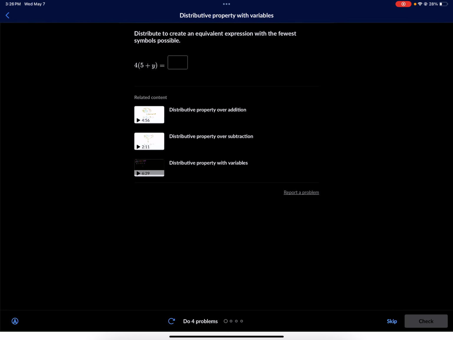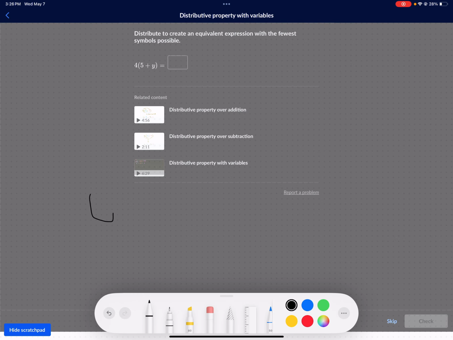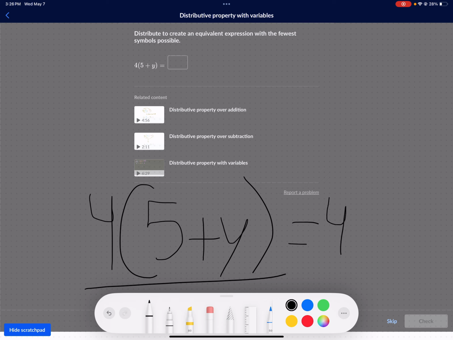Distributive property, I love distributive property. I still use it to this day. So what we do here is kind of a different way though. We have to distribute. What distribute means is that if we're taking a 4 and multiplying it by 5 plus y, without knowing the variable, this is just another way of saying 4 times 5 plus 4 times y. Because every single part of the expression in parentheses must be multiplied by 4.